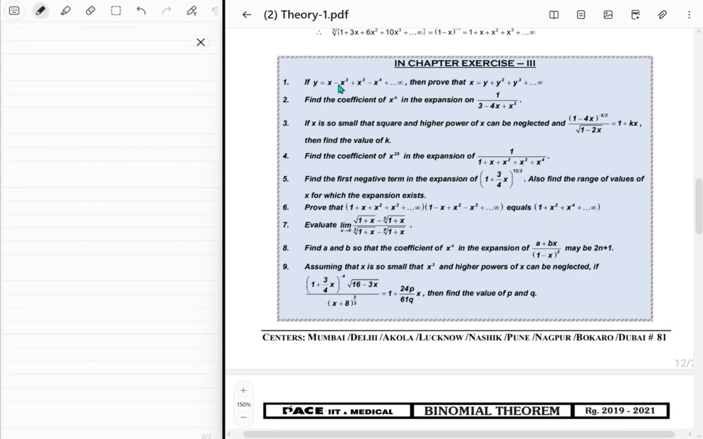Okay, if y is equal to x minus x squared plus x cubed minus x power 4. I mean, that's just a geometric series. You don't even need the proper thing for that. So what do you have to prove? You have to prove that x is equal to, fine, we can do this. So this is just a geometric series, it's just x upon 1 plus x. That's equal to y. Yeah.